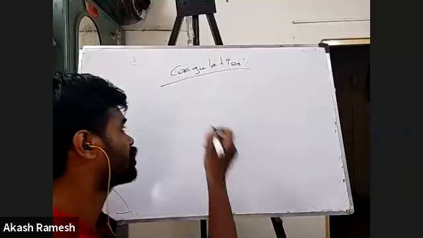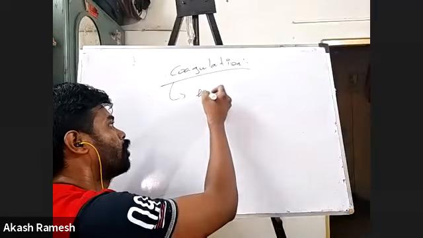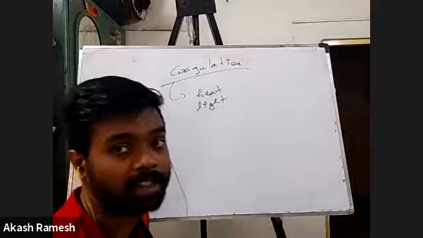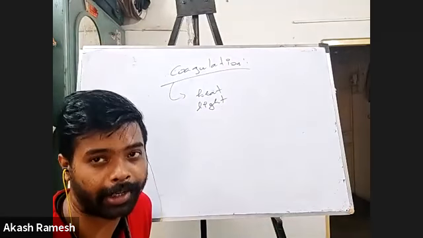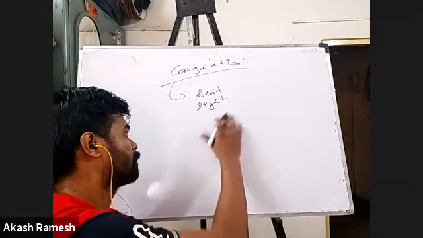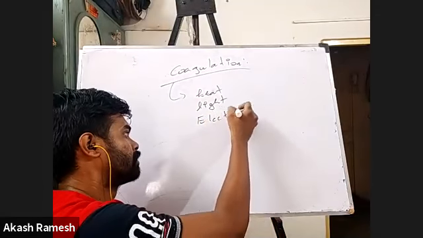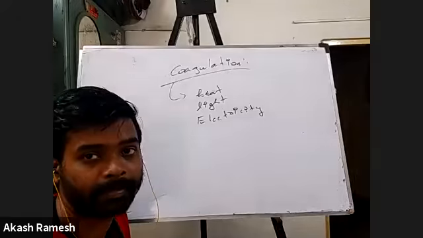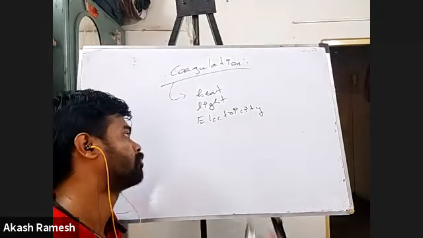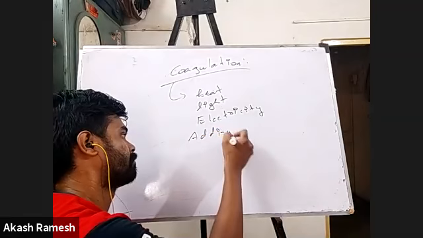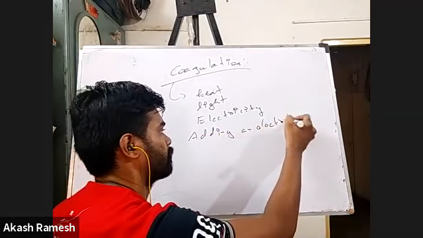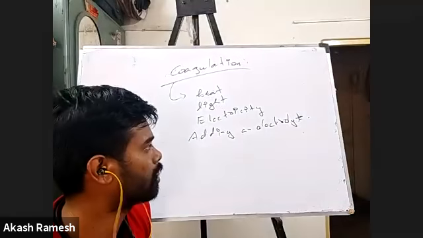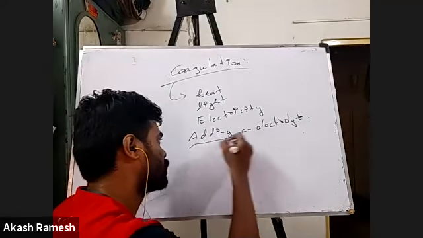Sometimes coagulation can happen if you heat the colloids, or if you expose some special light on the colloid, or if you supply some electricity, or the most important one which you are going to study now, by adding an electrolyte. These are the methods, but in our book only adding an electrolyte is given.